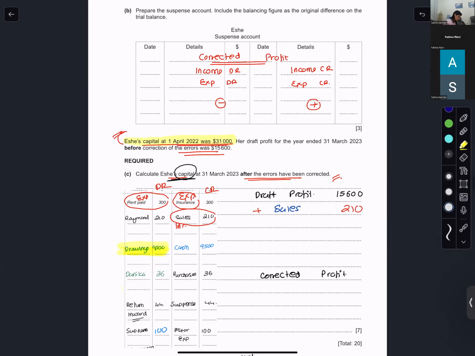Fatima, tell me what is an expense or income over here? Purchases is an expense, but the drawing is not anything. Okay, so purchase is an expense. Give the rule. Expense credit, so plus. Come on, go ahead.